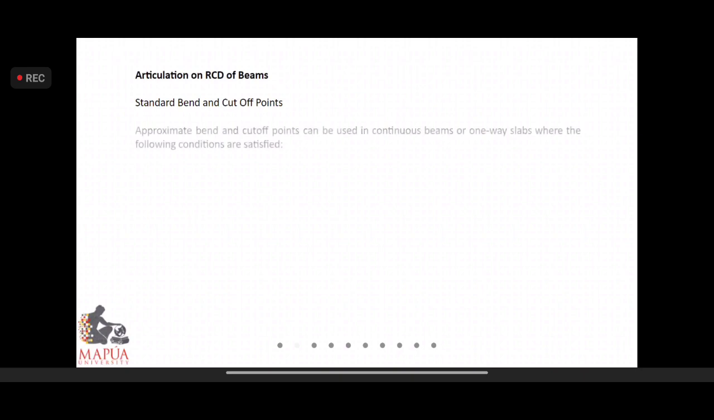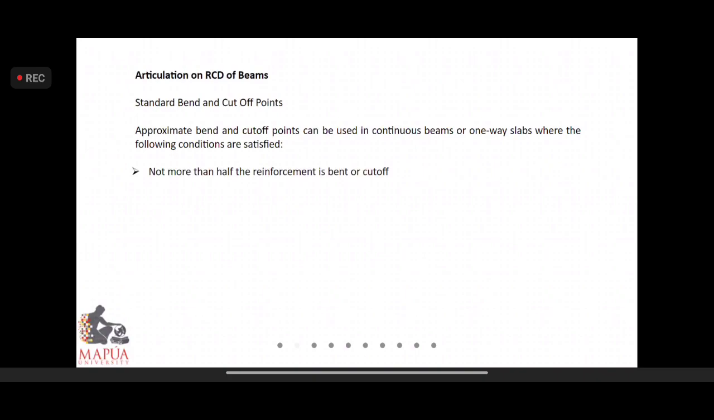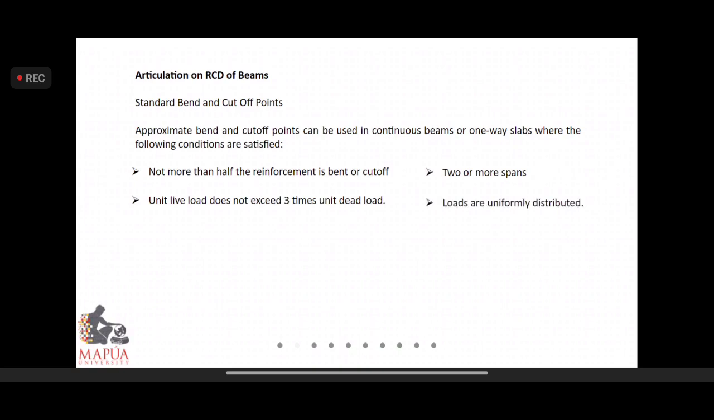And then the standard bend and cutoff points, the approximate bend and cutoff points, can be used in continuous beams or one-way slabs where the following conditions are satisfied. Not more than half the reinforcement is bent or cut off. Two or more spans. Unit live load does not exceed 3 times unit dead load. Loads are uniformly distributed. So ang sinasabi lang naman dito, basta huwag kang magtaas ng ano, yung lampas sa kalahati. May continuous, may nakadiretso pa rin on both sides.